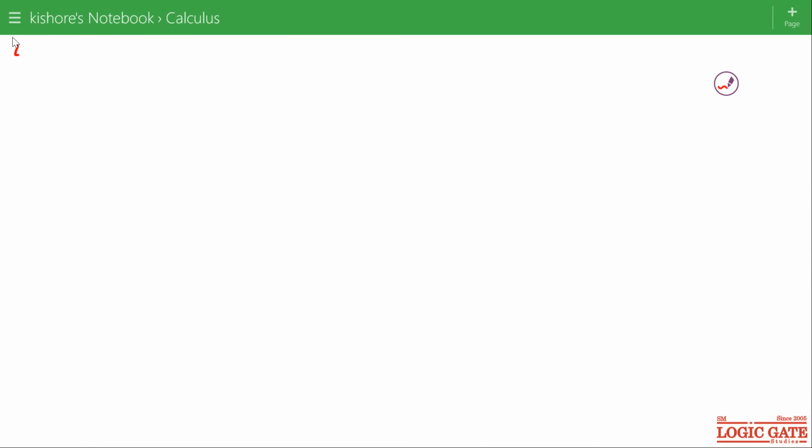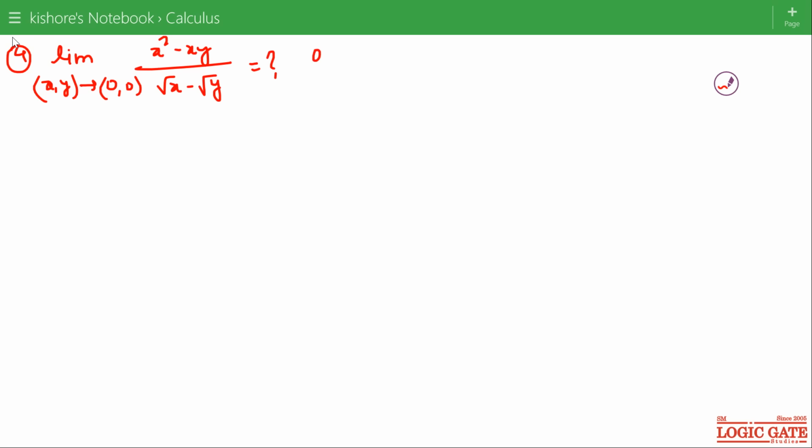Now let's see the next example. Limit x, y tending to 0, 0. Here x and y are approaching the point 0, 0, and the function is x square minus xy divided by square root of x minus square root of y, and we have to find the limit. If I directly substitute the values of x and y, then this will be 0 minus 0 divided by 0 minus 0. This will be again indeterminate form.